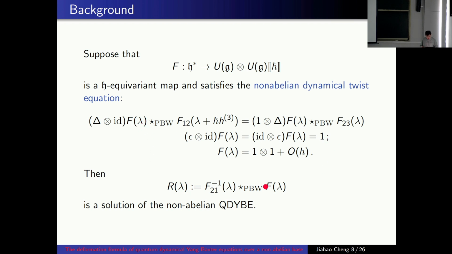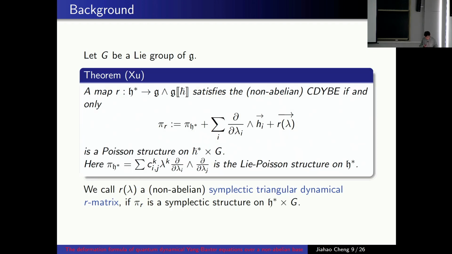The point is that if you can find a solution F of this equation satisfying this condition, then you can reconstruct an R in this way. This is also a standard way. You can reconstruct R this way, and this R will satisfy the quantum dynamical Yang-Baxter equation. So this is one way to solve the quantum dynamical Yang-Baxter equation. Okay, now we look at some results.